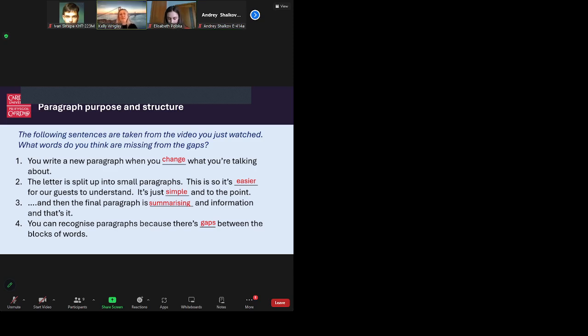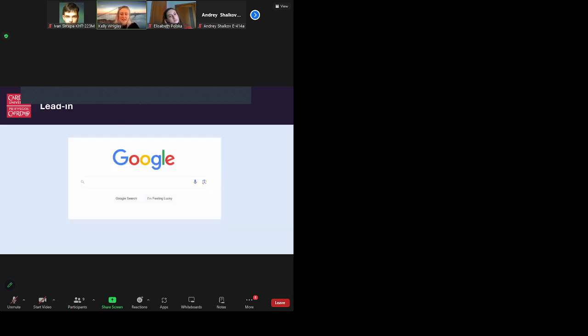So we've talked a little bit about paragraphs, about sentences, what they are, why we use them. And now we're going to start looking at an example. Tell me, what is this? What can you see on the screen? Google search. Exactly. Yes. What do you know about Google?